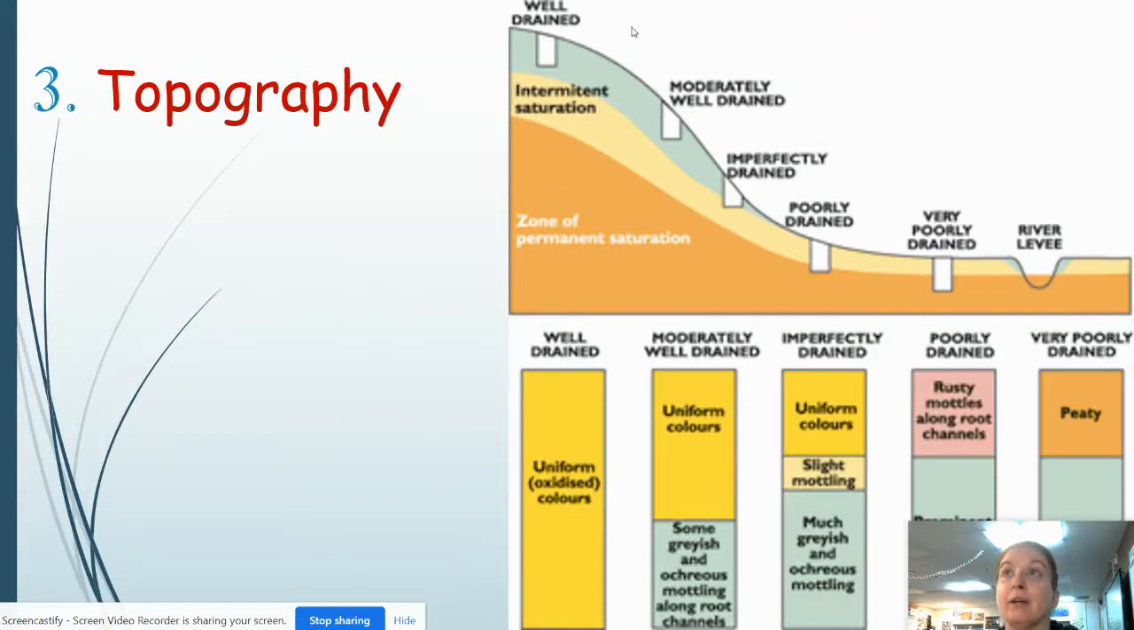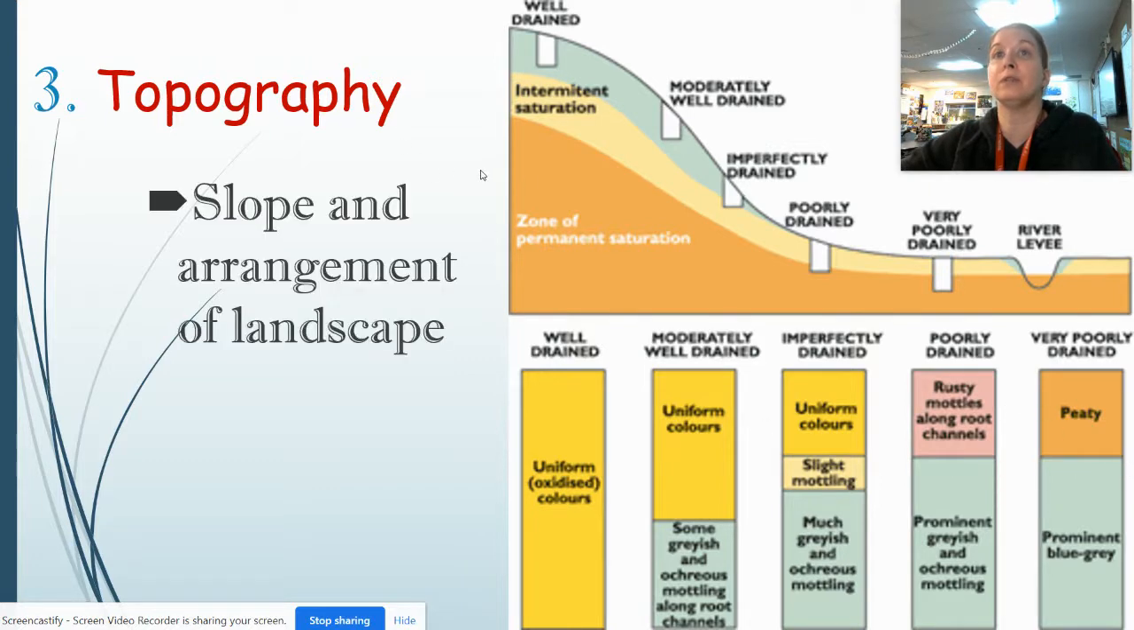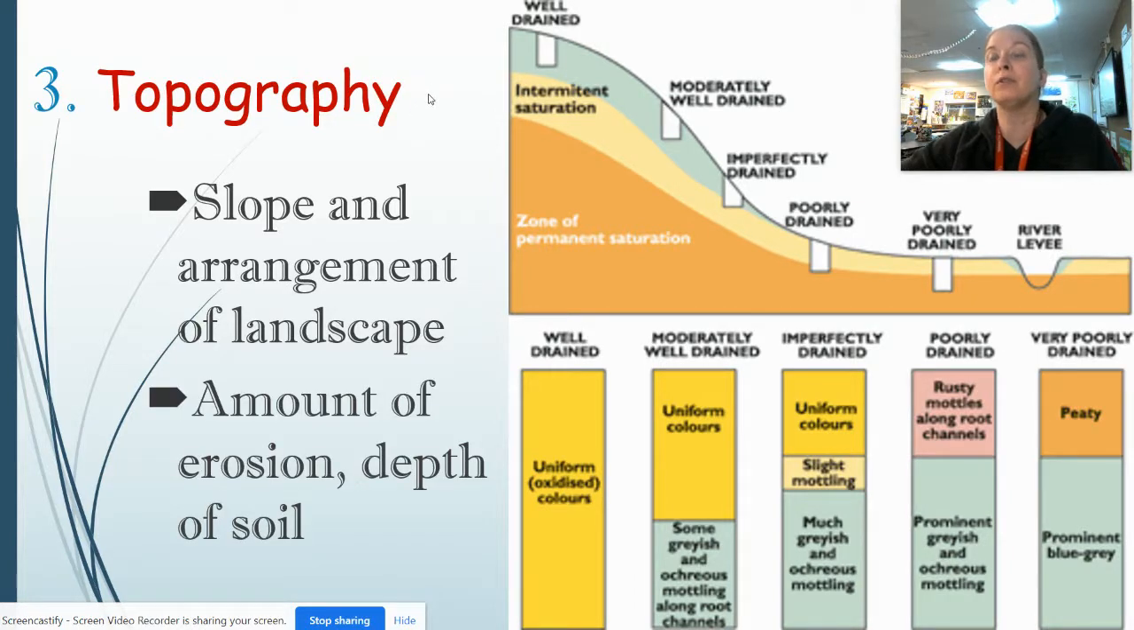Then we have topography. At the top of an area, you're going to be really well drained, and then as you go down, you tend to be less and less. A well-drained area is going to have really nice soil, and then you're going to have some different rocks and soil depending on how drained it is. Depending on the slope and arrangement of the landscape and the amount of erosion, depth of soil, you can get some really good stuff down here, or it doesn't break down and then you get that peatiness.